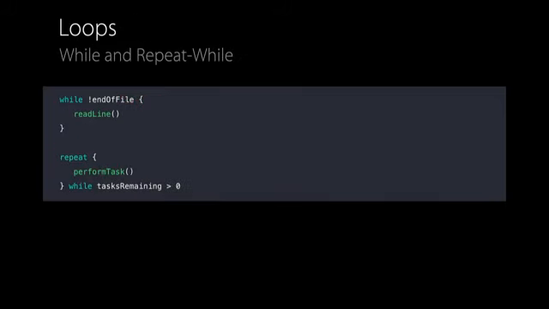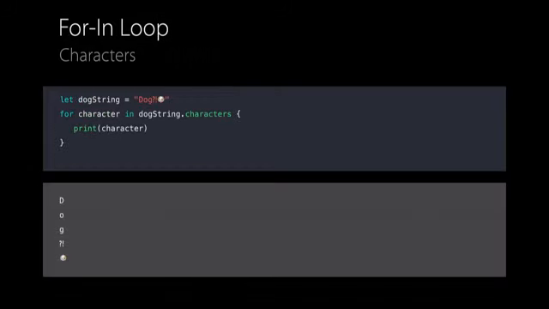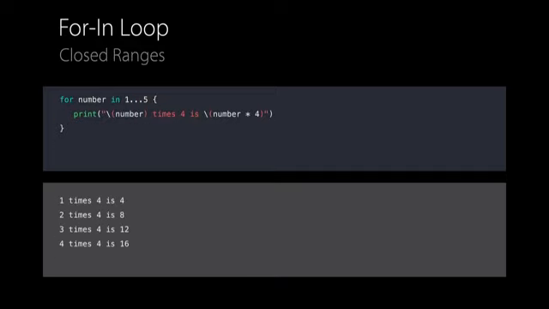Swift has all of the loops you might know from other languages. We have a while loop that checks its condition before first executing its body, and a repeat while loop, which executes its body once before checking a condition to see if it should continue. And as we saw earlier, we have the for in loop, which we use to iterate over the characters in a string. But that's not the only thing that for in can be used with. We can use it to iterate over a range. Here we have a range that runs through from 1 through 5 and includes both of those numbers, which we're using to print 5 entries from the 4 times table.